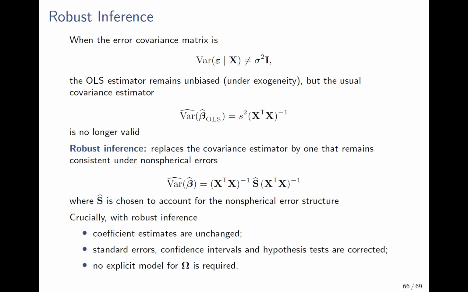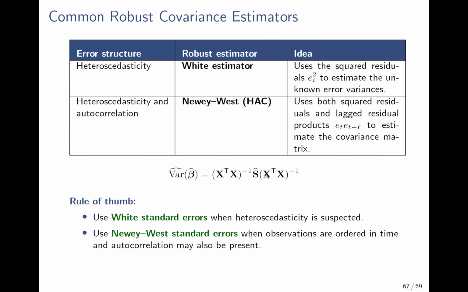So crucially, 3 features of robust inference are as follows. The coefficient estimates are unchanged. We're not touching the betas. The standard errors, confidence intervals, and hypothesis tests are going to be corrected, but there's not going to be an explicit model for omega. That's not required, which is exactly what makes this approach so attractive when we know very little about the true error structure, or we simply aren't interested in it.